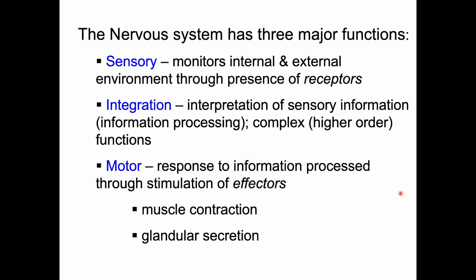That sensory information will end up going towards the integration center, which is your brain and spinal cord, for processing. Your brain will decide what to do with that piece of information, and it will, as a response, send an output signal through the motor division. The motor division is made up of neurons that stimulate effector cells. And effector cells include muscles like skeletal, smooth, and cardiac muscle, as well as different glands in your body.